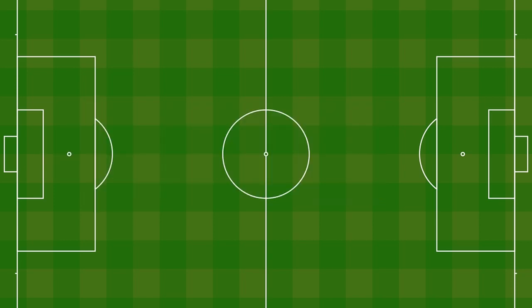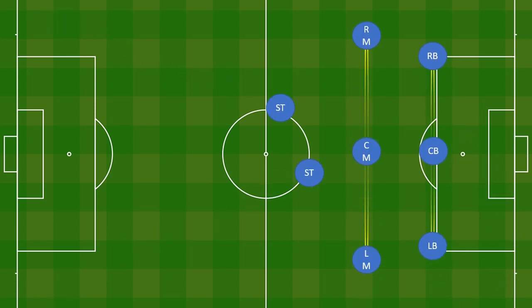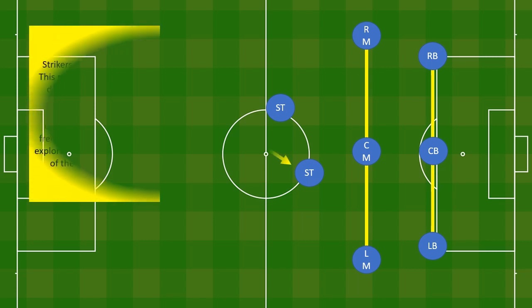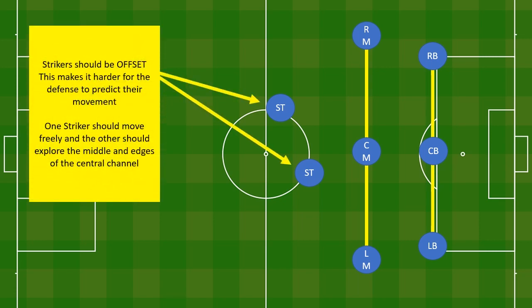As with the last video, we're moving right to left. So let's go ahead and throw our formation out there. You'll see that our defense and our mids form a straight line and that our strikers are offset. It's important for the strikers to be offset because it's harder for the opposing defense to predict which direction they're going to go. Remember, we don't want to go in a straight line as strikers, we want to move on angles.